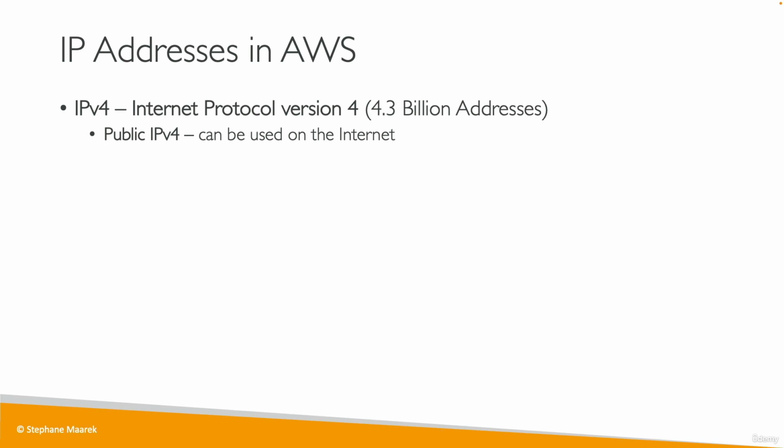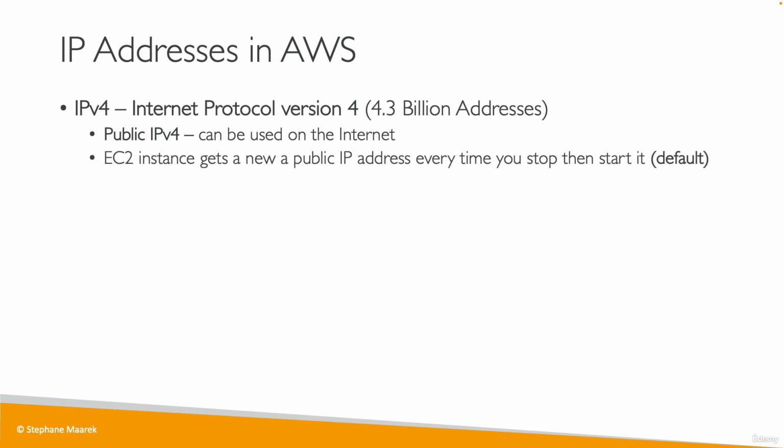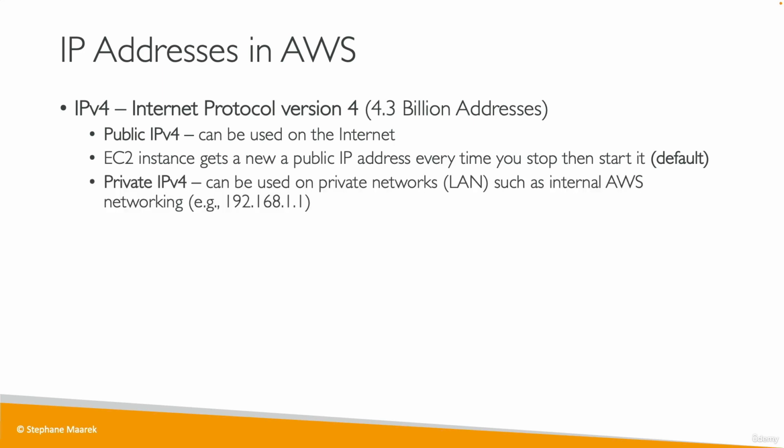So we know about public IPv4s. There are IPv4s that can be used on the internet. And whenever we create an EC2 instance, it's going to get a new public IPv4, as well as if you stop it and then you start it, it's going to get a new public IPv4 address. And this is something that we've witnessed throughout this course.